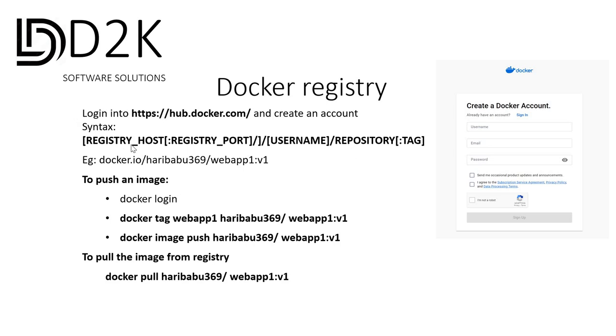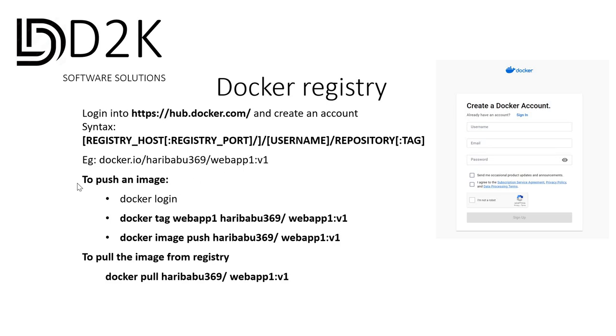This is the syntax for the Docker images in the cloud: registry host, registry port, username, repository, tag. So that means the registry host is docker.io, this is my username, this is the repository, and v1 is the tag.